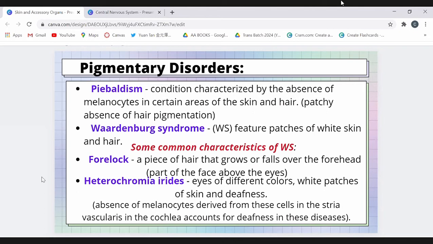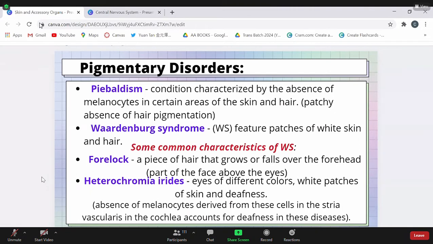First is the forelock and then the heterochromia iridis. So the forelock is a piece of hair that grows or falls over the forehead. It's the part of the face above the eyes. Then heterochromia iridis is the eyes of different colors, along with white patches of skin, and deafness. So the absence of melanocytes derived from these cells in the stria vascularis in the cochlea accounts for deafness in these diseases.